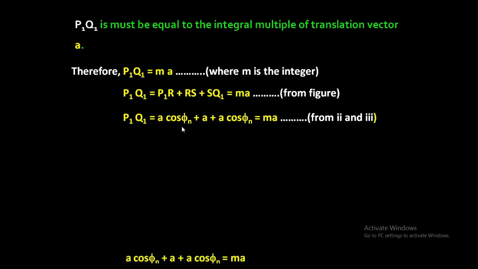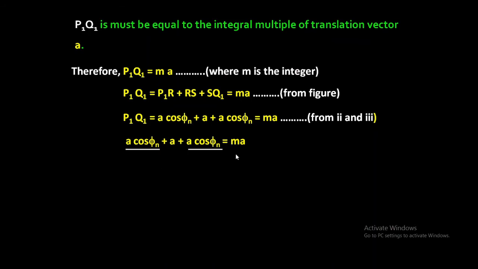Now I have written the same steps here. A cos phi n plus A cos phi n plus A is equal to MA. A cos phi n plus A cos phi n, that is twice A cos phi n, like A plus A is twice A. Now A is in the first term and in the second term also, so A should be common. I have taken A common in the bracket: 2 cos phi n plus 1.